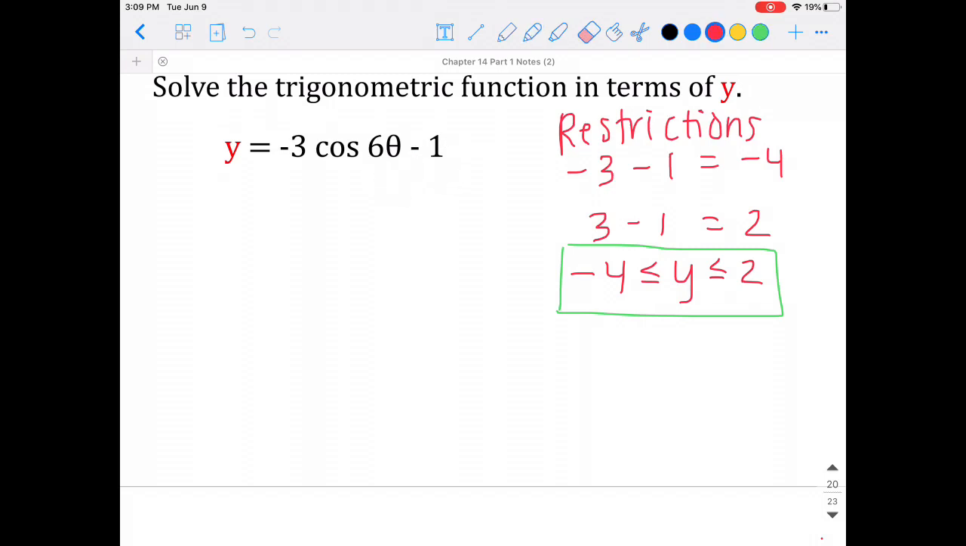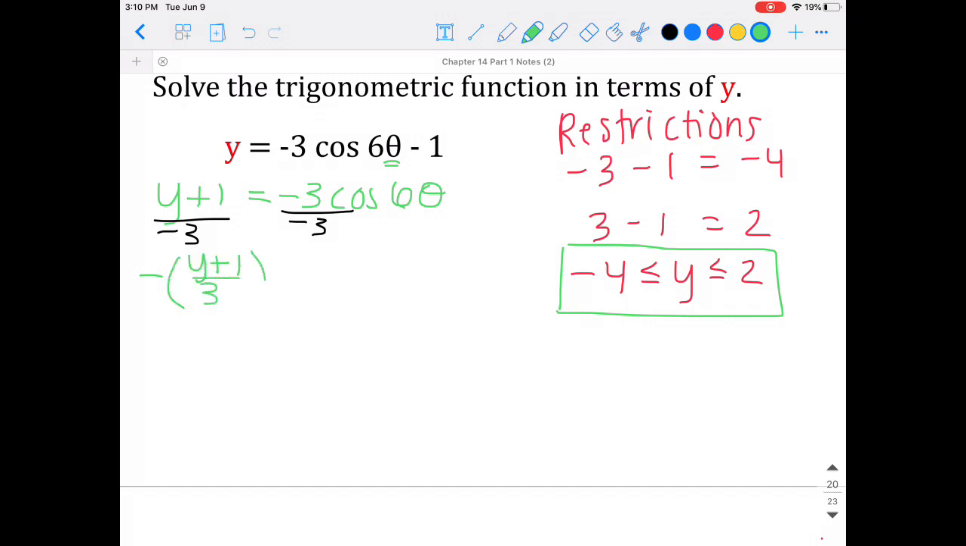So now we can look at our equation and start to solve for theta. First thing we're going to do is add 1 to both sides, and we have y plus 1 equals negative 3 cosine of 6 theta. Next thing we're going to do to get cosine of 6 theta by itself is divide by negative 3. And when we divide both sides by negative 3, remember, we'd rather not have a negative in our denominator. So I'm just going to bring this negative outside and leave this as negative (y plus 1) over 3, so our denominator is positive, equals cosine of 6 theta.